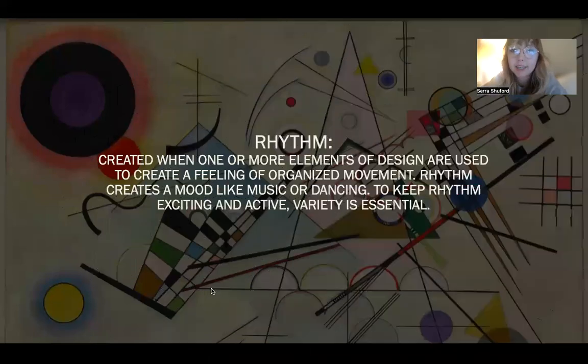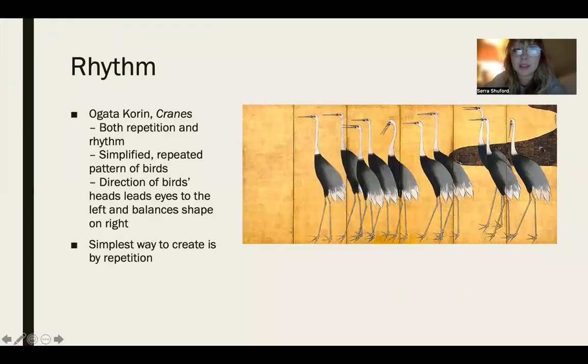And then lastly, rhythm, which is created when one or more elements of design are used to create a feeling of organized movement. Rhythm creates a mood like music or dancing. To keep rhythm exciting and active, variety is essential. So I love this example here. The simplest way to create rhythm is by using repetition with slight changes.